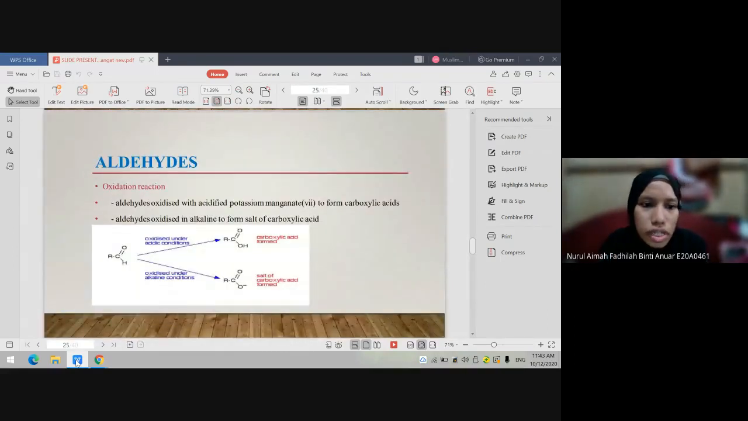For oxidation reaction, when aldehyde is oxidized with acidified potassium manganate, it can form a carboxylic acid. And when aldehyde is oxidized in alkaline solution, it can form a salt of carboxylic acid.